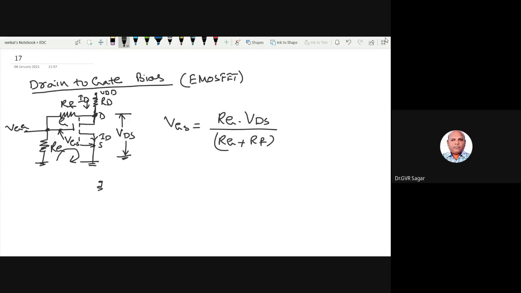Just draw. This is RS, this is the gate, this is VGS, the drop across this is VS, the source voltage drop, and here the gate resistance RG, and the total resistance RG. A biasing of here.